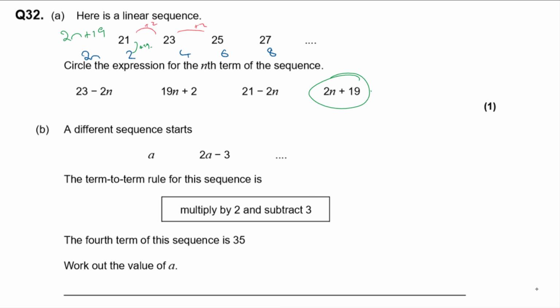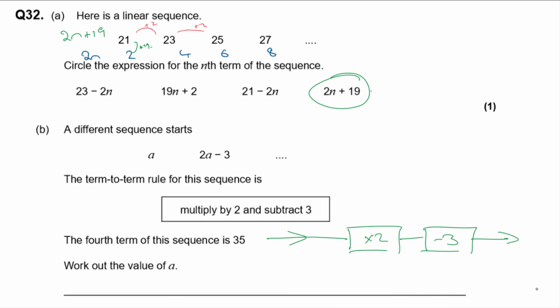A different sequence starts a, 2a minus 3, and so on. The term-to-term rule for this sequence is multiply by 2 and subtract 3. Now, the fourth term of this sequence is 35. Work out the value of a. Okay, so you've got like a two-step function, isn't it? You've got your number. You are multiplying by 2, and then you are subtracting 3.